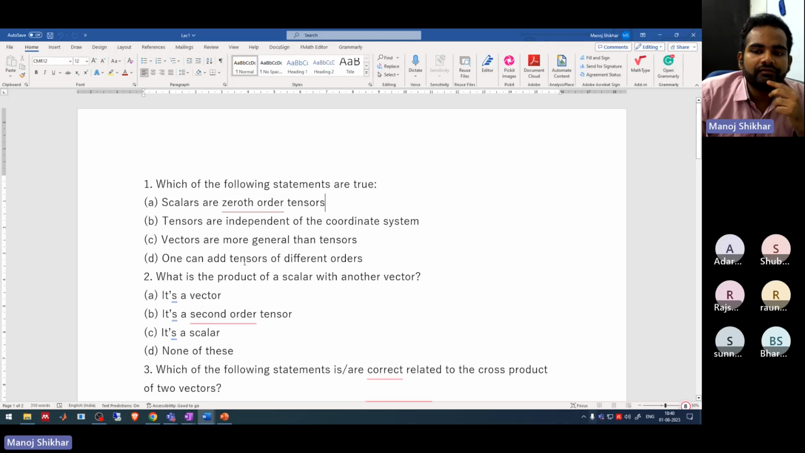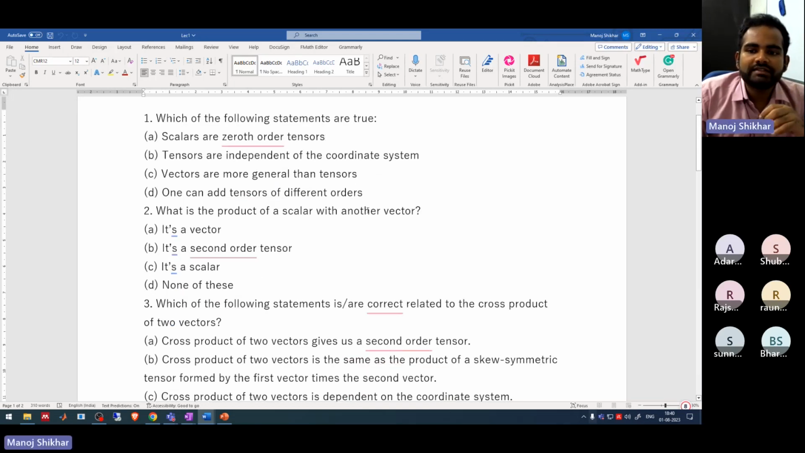One can add different tensors of different orders. False. We cannot add two tensors of different orders. They will have to be of same order. A vector will be added with a vector. A scalar will be added with a scalar. A matrix or a second order tensor will be added with a second order tensor. We cannot add two tensors of different orders.